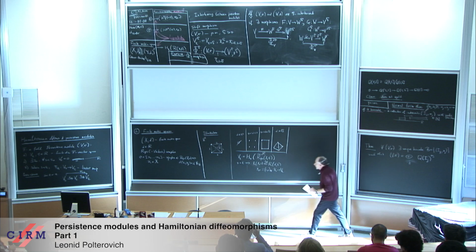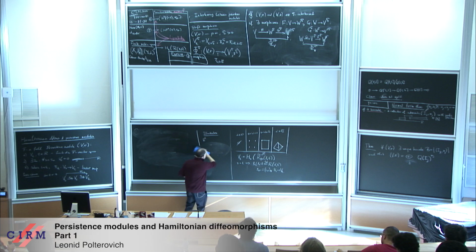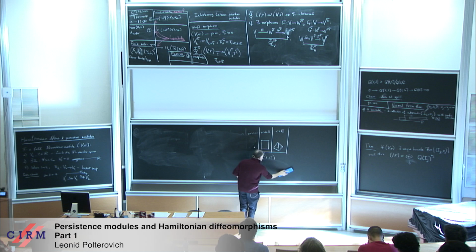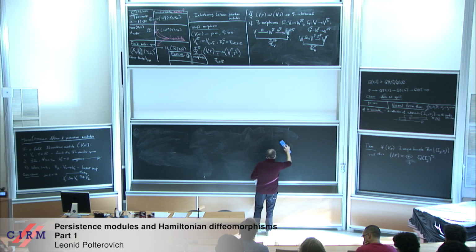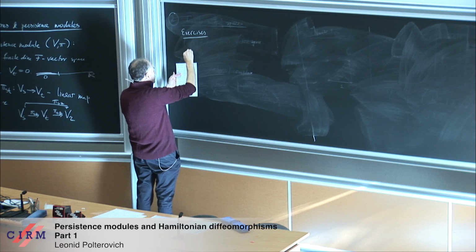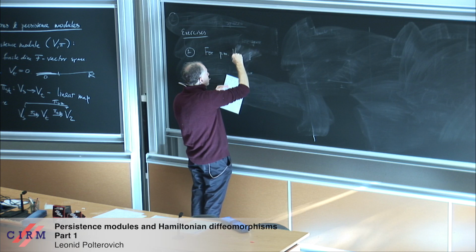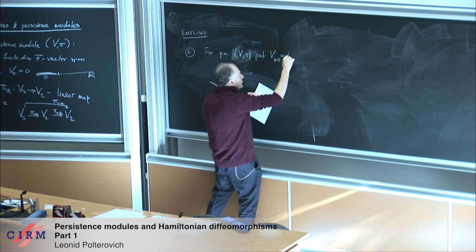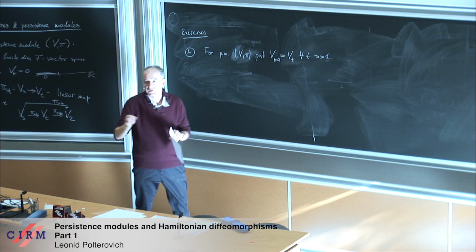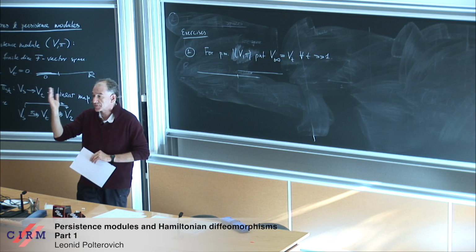So here are some remarks or exercises, if you wish. The first exercise is the following. For a persistence module V t, put V infinity to be just V t for t very big. Remember that this persistence module, by my definition at least, jumps only in a finite number of points. So after certain points, everything stabilizes. So you have this space at infinity.